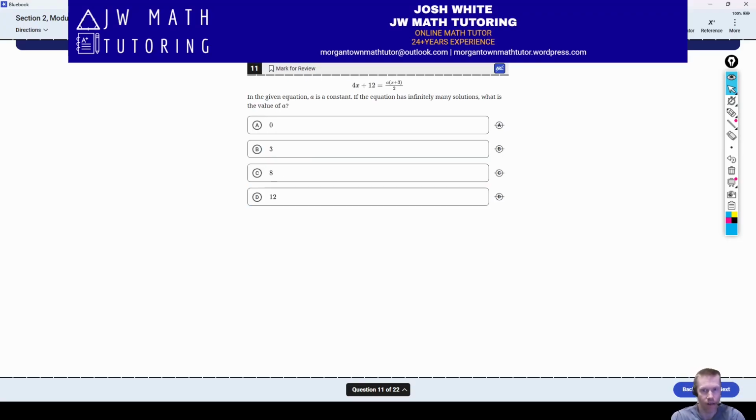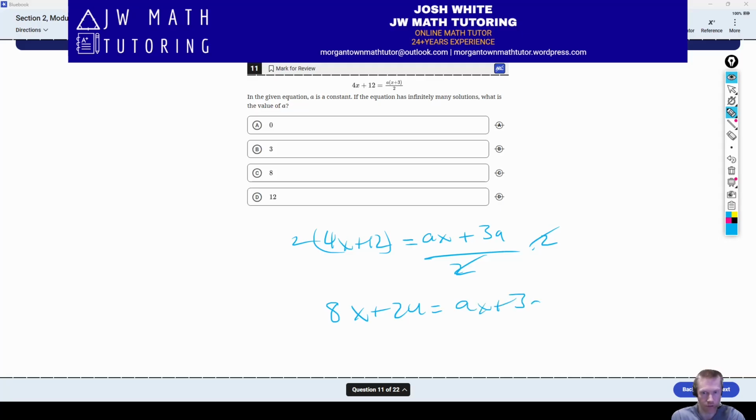All right, number 11. If this equation has infinite number of solutions, what does the value of a have to be? So basically, what's going on here is, you want the x terms to have the same coefficients. So if I distribute this on the right, notice I get ax plus 3a over 2. Now I'm going to multiply both sides by 2, to turn this into 8x plus 24 equals ax plus 3a.